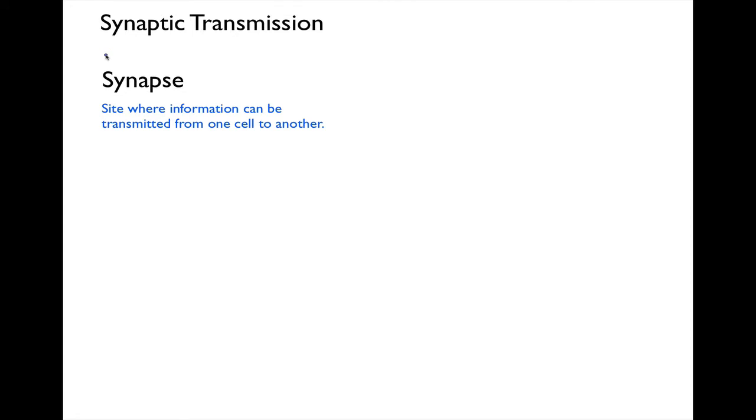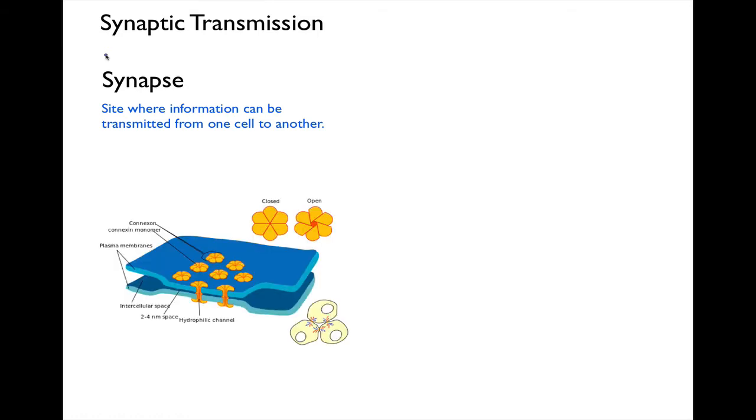A synapse is a site where information can be transmitted from one cell to another. For our purposes, one of those cells will always be a neuron. The second cell can be another neuron or a target cell such as a muscle cell. So there are two ways that information can be transmitted between cells, electrically and chemically. An electrical synapse, which we have here, uses direct current flow between cells.